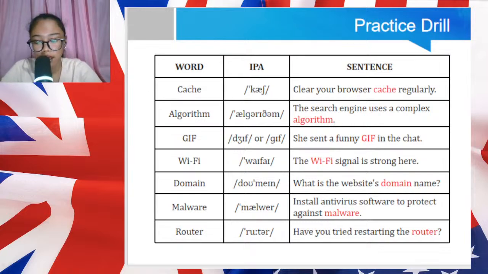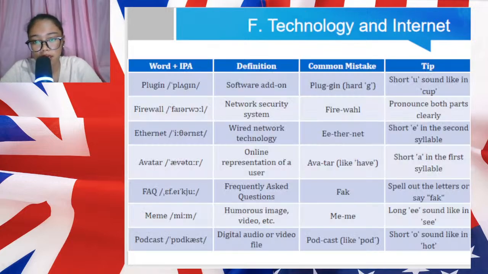All right. Again, one more time. Cache. Algorithm. GIF or GIF. Wi-Fi. Domain. Malware. Router. That is the first set of words for technology and internet.